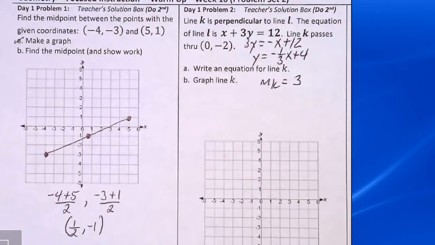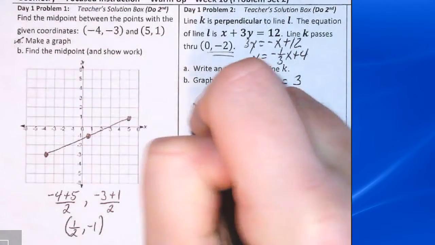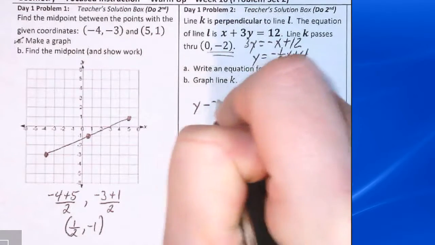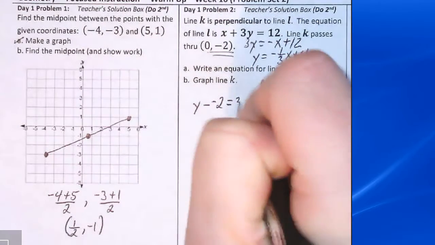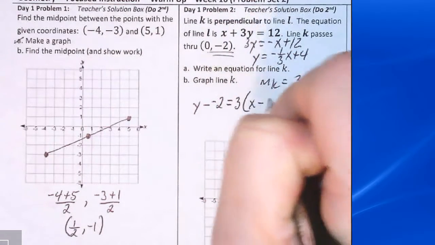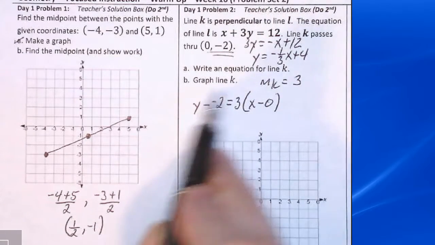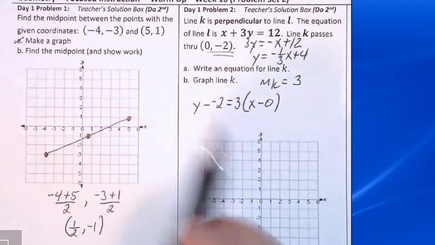With the slope and a point on the line, we can create its equation. Y minus -2 equals 3 times x minus 0. We could leave it in this format or do a little bit of simplifying.